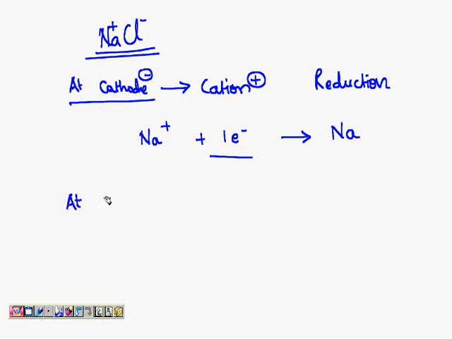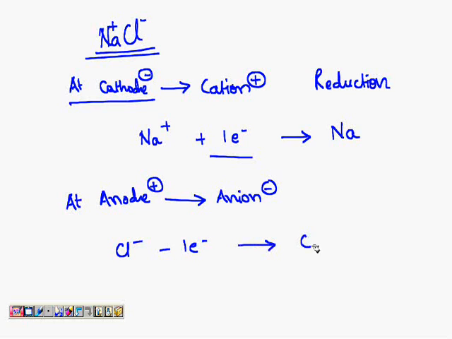Now opposite of this at anode. Anode is a positive electrode. The ion that gets attracted towards it is anion, which is a negative ion. In this example, the negative ion is Cl minus. It is losing one electron to give you chlorine atom. Now here there is loss of electron. Okay, that is at anode. Therefore, this process is going to be oxidation.